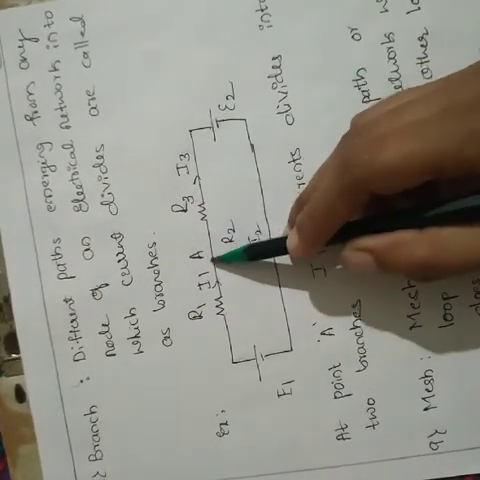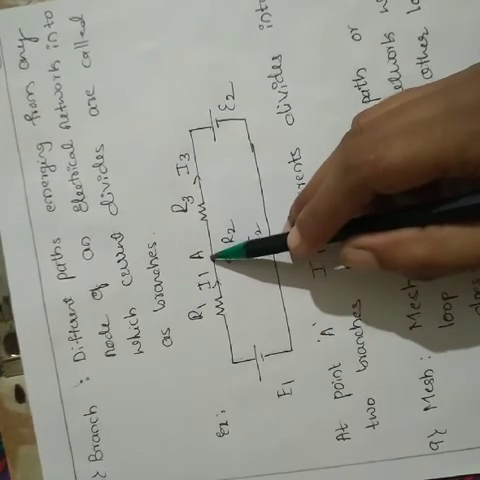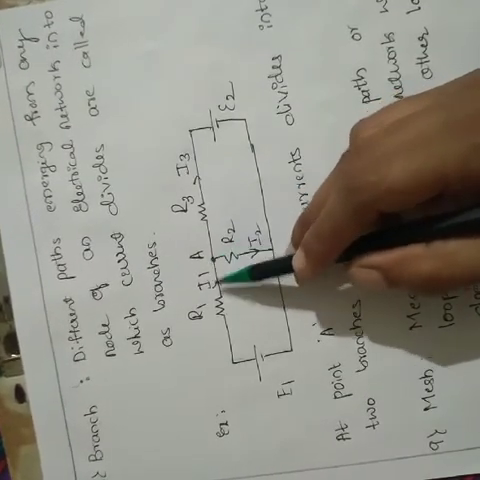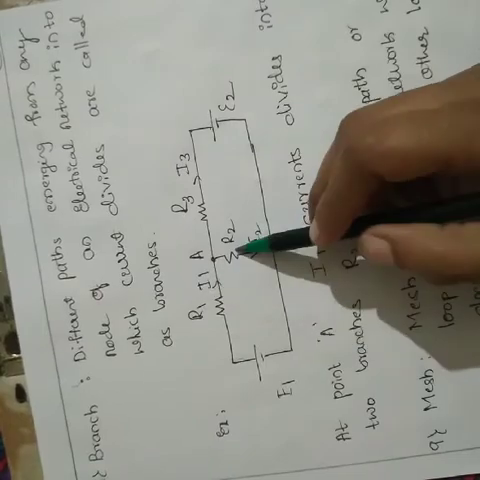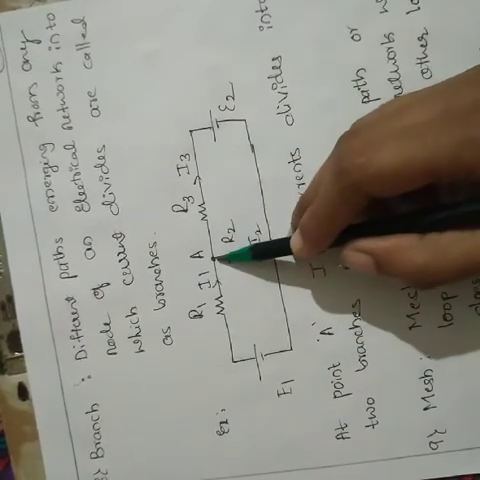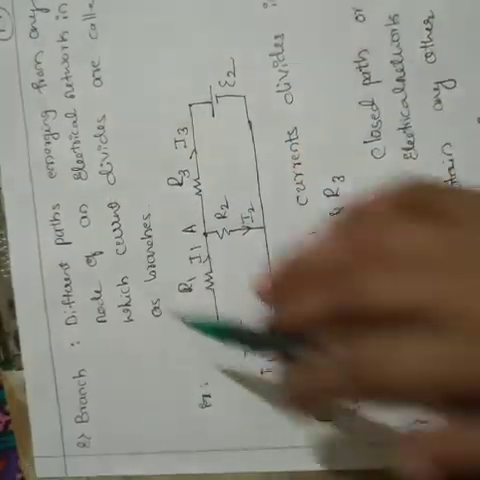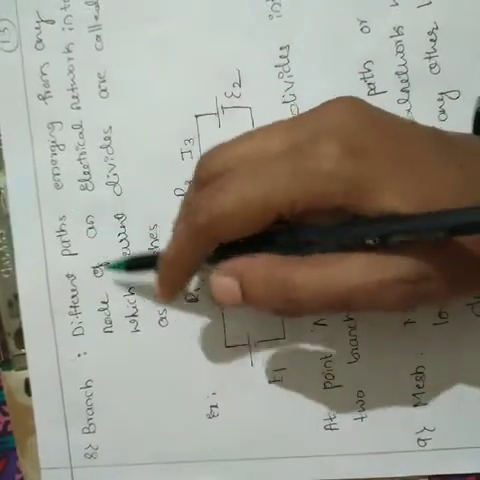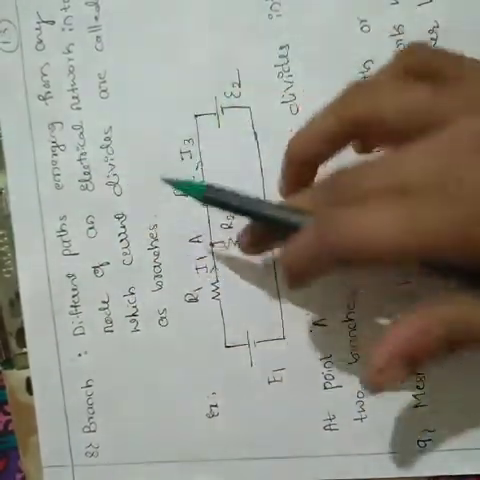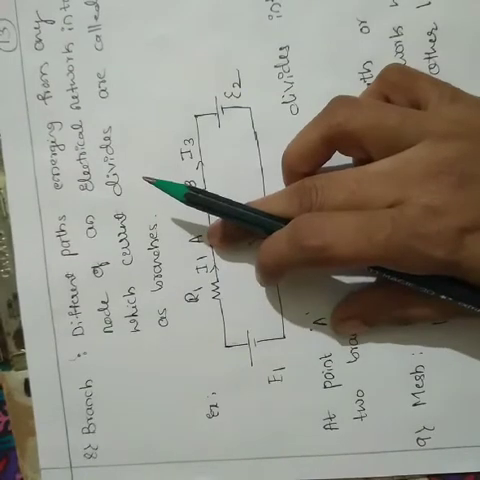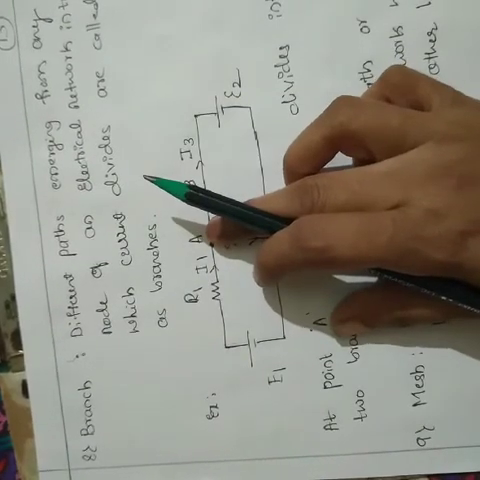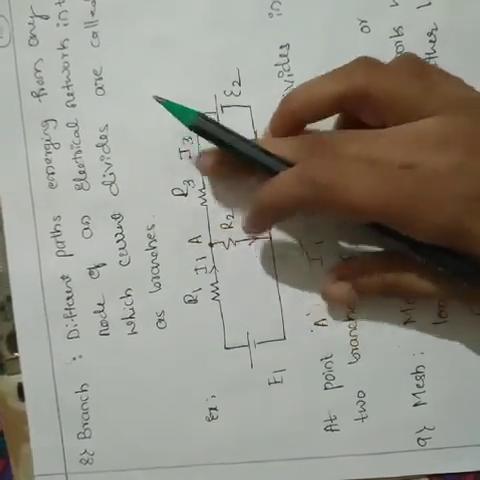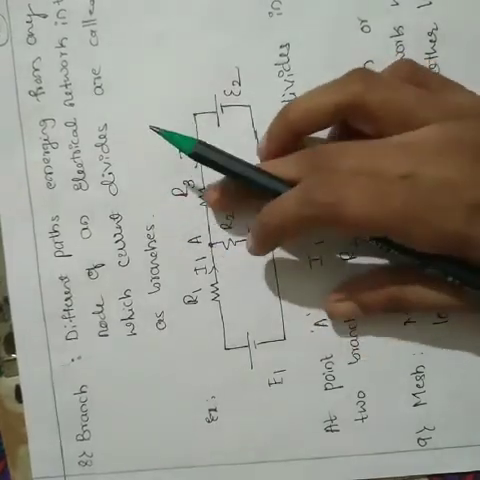For making a branch, the node is important. Where A is the node having three branches, R1, R2, then R3 are the three branches. The definition of a branch is a different path emerging from any node of an electrical network. This is the A node, and current will be dividing like I2 and I3. This is called the branch.